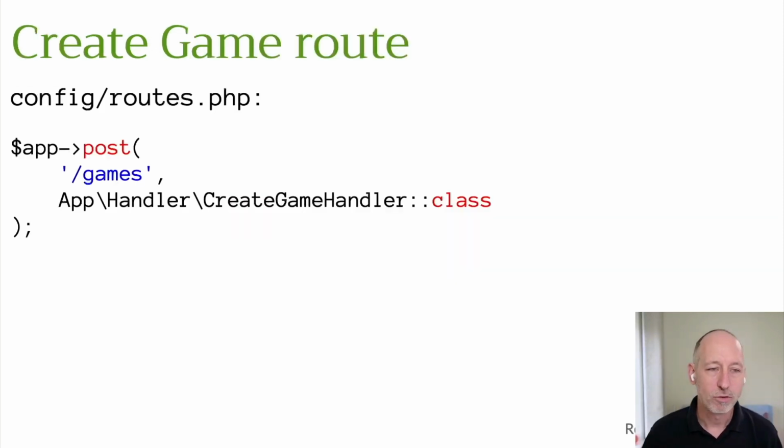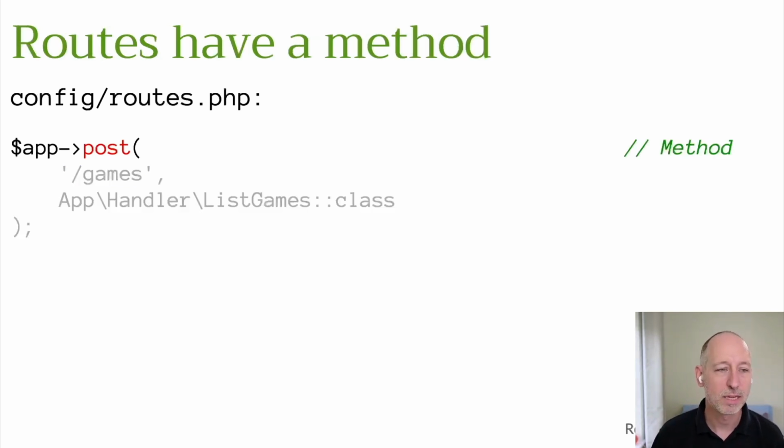Looking at creating a route, in the Slim Starter, we're going to put them in config routes, and it's a fairly simple bit of code in PHP. We have an app object, and we call the post command on that to say we want to register a new post endpoint.